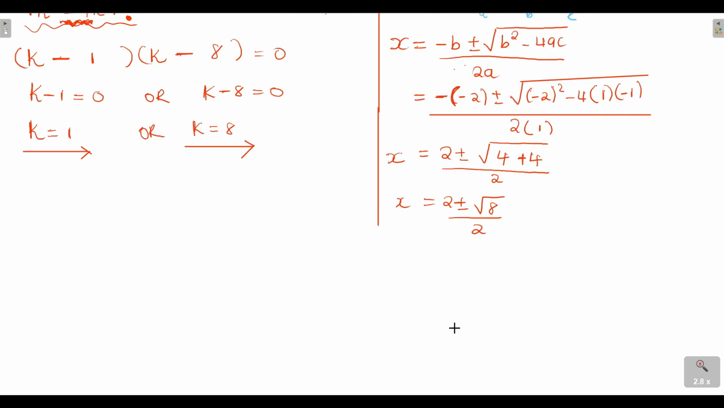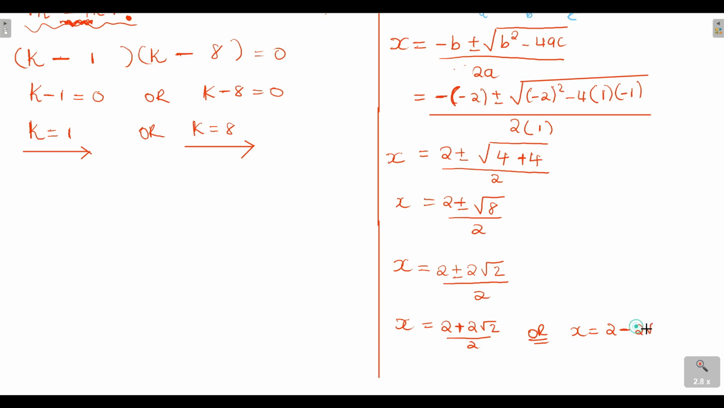Then what is the square root of 8? Therefore your x is equal to 2 plus or minus the square root of 8, which is 2 square root 2, all over 2. Therefore that can be simplified as x is equal to 2 plus 2 square root 2 all over 2, or x is equal to 2 minus 2 square root 2 all over 2.